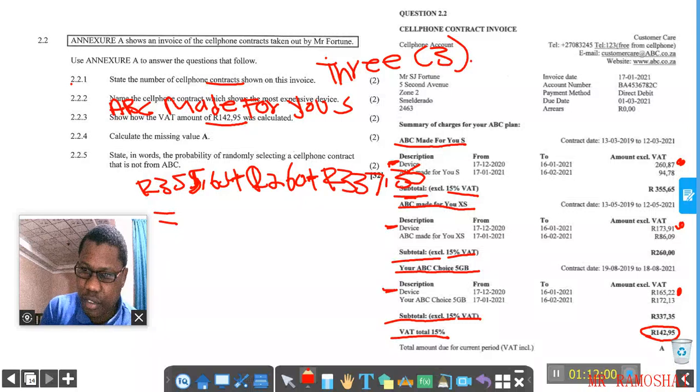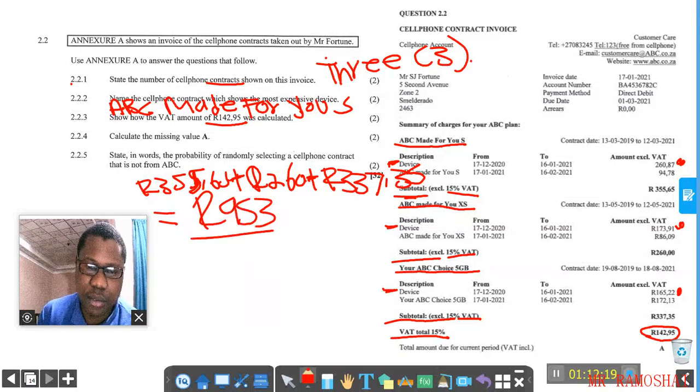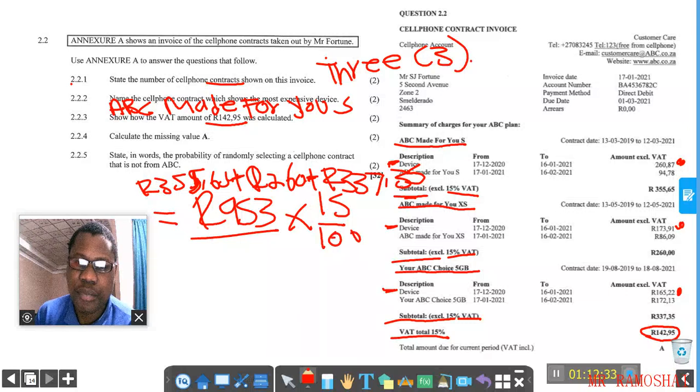355,65 plus 260 plus 337,35, which now gives me 953. Are we clear? So meaning that this amount of VAT, all of this subtotal, they exclude 15% VAT. So that means now we're going to multiply this by 15 over 100.